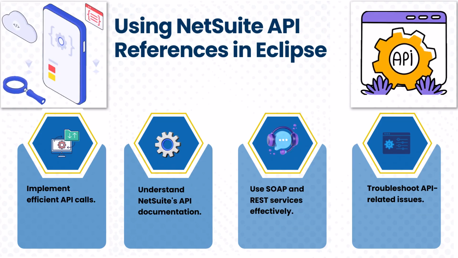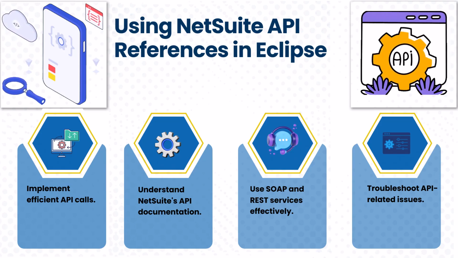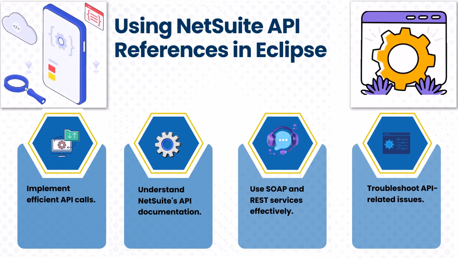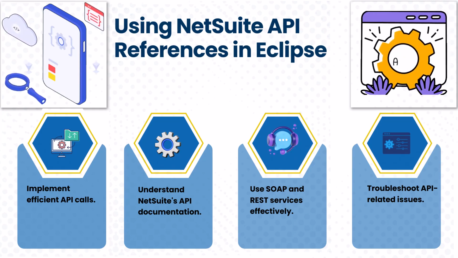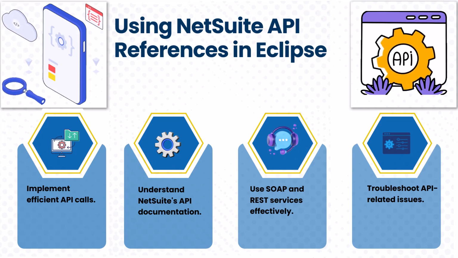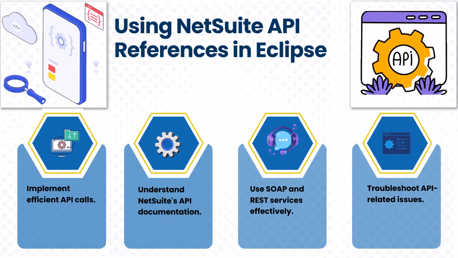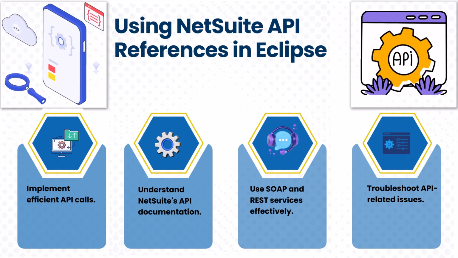APIs are like secret passageways into NetSuite, but only if you have the right map. First, dive into the API documentation. It's a lifesaver. SOAP and REST are your tools, so knowing when to use which is crucial. Optimizing API calls saves time, bandwidth, and headaches. And when things break, because they will, troubleshooting is the hero we deserve.